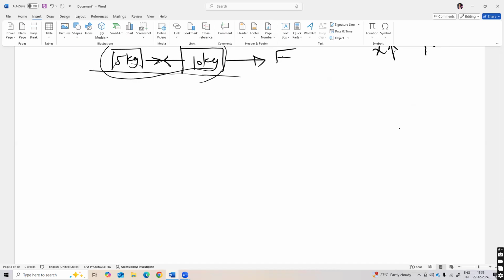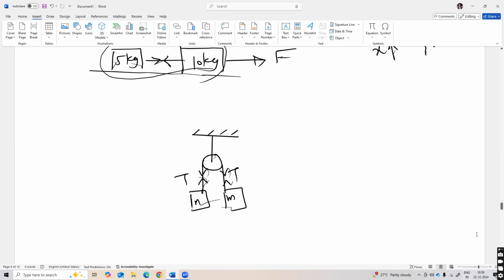So this thing you should note down. Earlier we have seen how to find tension in different kinds of pulley and string arrangements. So let's say there is some mass attached here, there is some mass attached here, and since this is a single string, the tension on both sides will be the same.